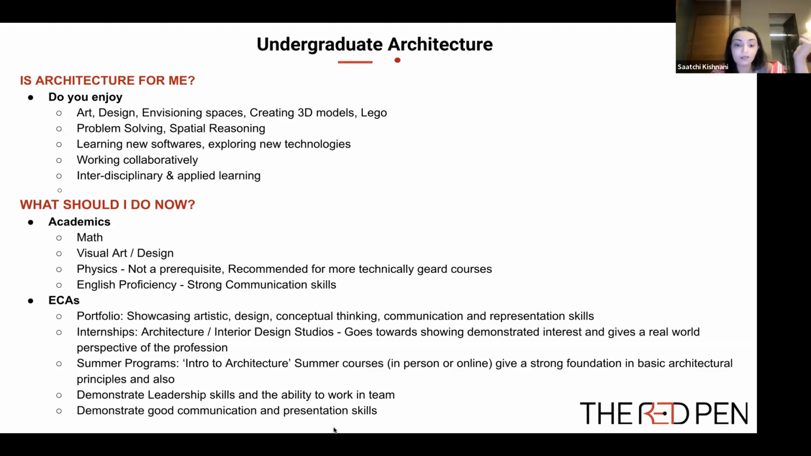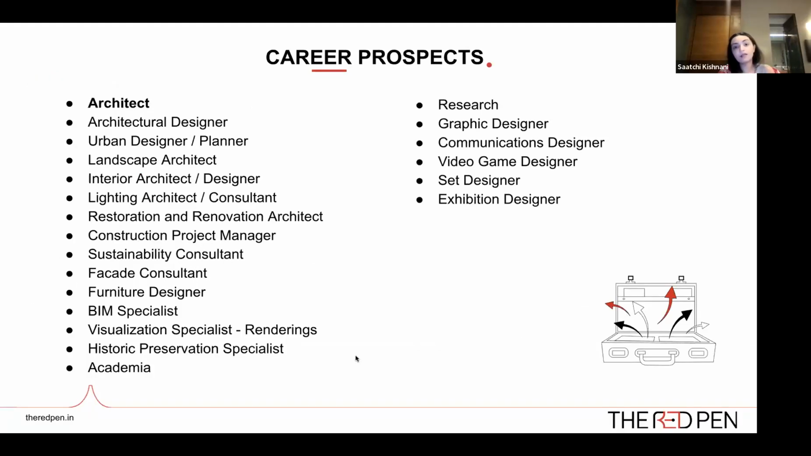Good leadership skills and ability to work in teams. Again, this can be demonstrated through your ECAs, through any team leadership in school, if you've been a sports captain, if you've been head of the school council or any organization within the school, right? Again, you really just need to be able to demonstrate good communication and presentation skills. So if you've taken part in MUNs or debates, that's good to highlight on your Common App activity section and your personal statement if you're applying to the UK.